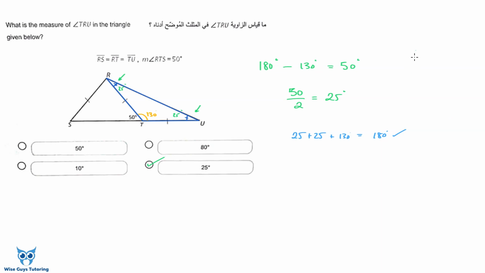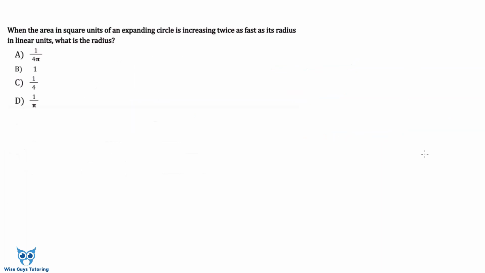Good. Let's move on. This one is a little bit tricky. It says, when the area in square units of an expanding circle is increasing twice as fast as its radius in linear units, what is the radius?